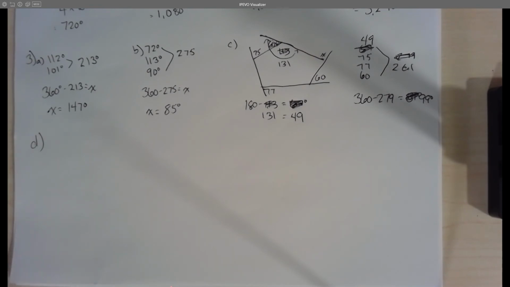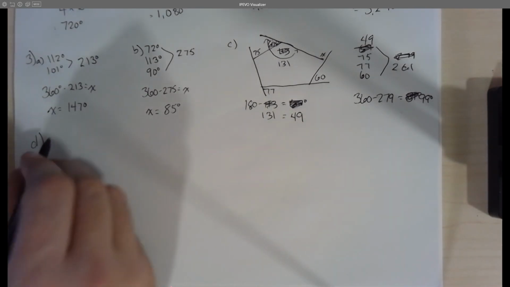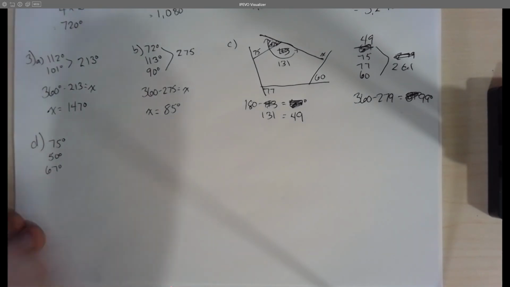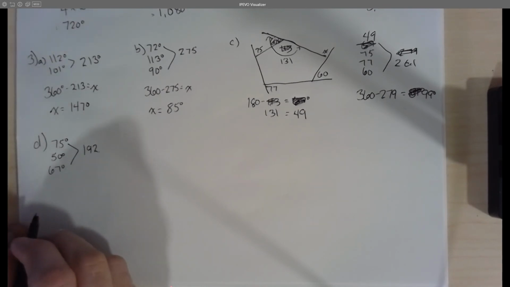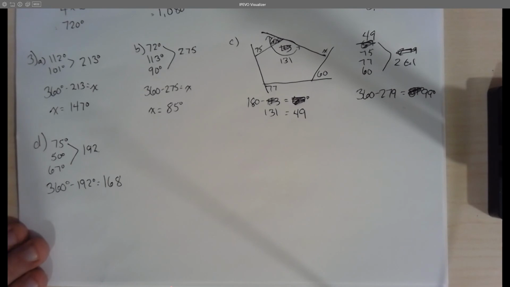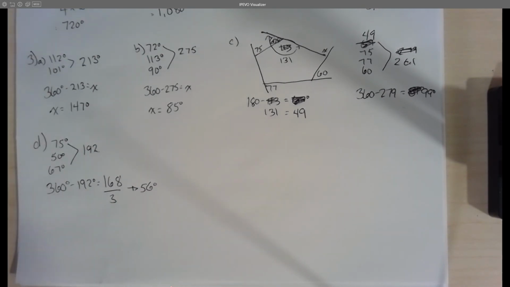D. In question D, we are given a shape where, again, we're given some exterior angles, but not all. We are given 3 of them and then 3 x's as exterior angles. So we're given 75 degrees, 50 degrees, and 67 degrees. And so altogether, 75 plus 50 plus 67 is going to give us 192 degrees. Now we know that whatever is left, we have to split into 3. There's 3 x's and they're all the same. So 360 degrees minus 192 degrees leaves us with 168. If I divide that by 3, I figure out that each x should be 56 degrees.